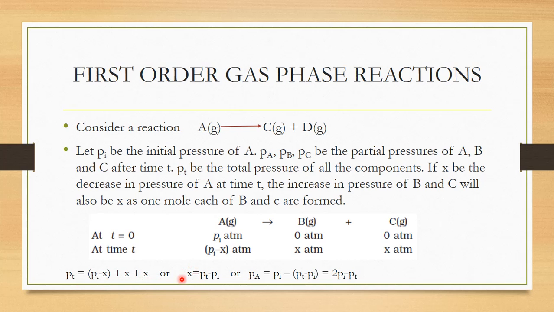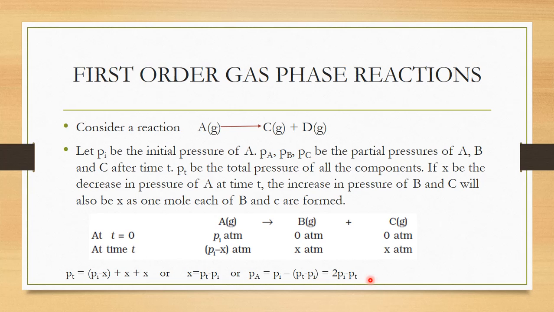So you can calculate x from here. x will be Pt minus Pi. So you can calculate Pa. Pa will be Pi minus x. So Pi minus, in place of x you may write Pt minus Pi. So it becomes 2Pi minus Pt.